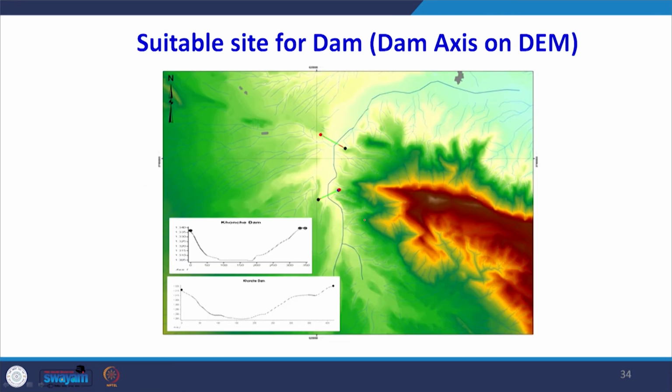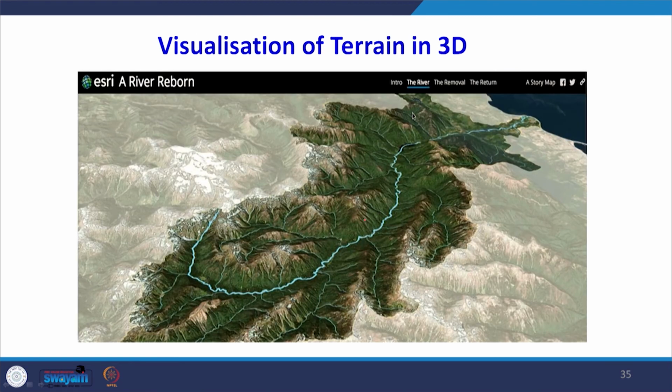So you can determine the suitable axis for the dam site on the DEM, which axis will be perpendicular to the river course. You can also do the visualization of the terrain in the 3D environment. So this is another important area where we are not determining the parameters from the elevation model, but we would like to visualize the terrain. We would like to create the animation of the terrain.